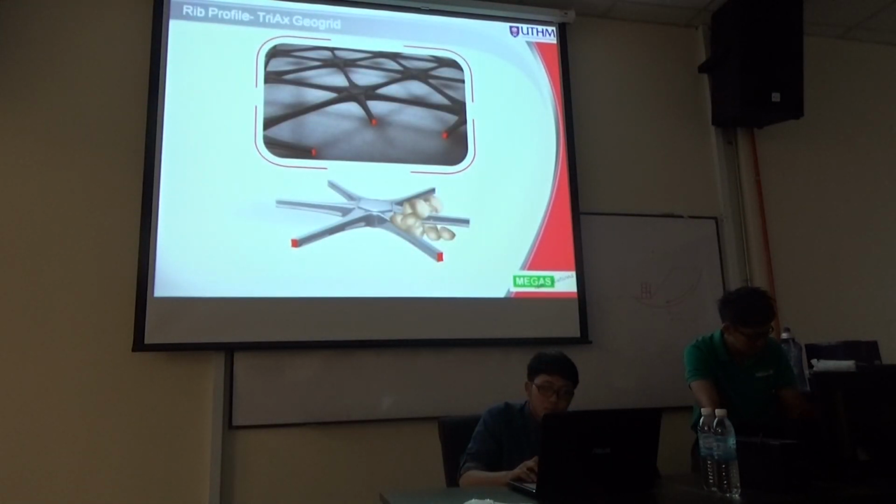And another important feature is this dot over here, we call it the junction. The junction must be as stiff as possible, meaning that it cannot move. If the junction is able to move, then the stone is able to move. When the stone is able to move, the whole layer of the stone will lose its stiffness. When it loses the stiffness, then it reduces the capability to support the load on top.